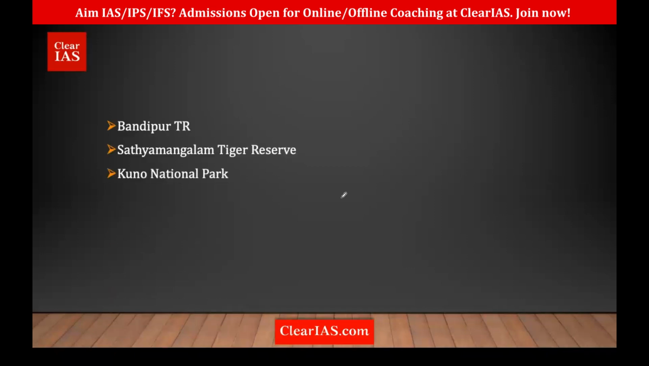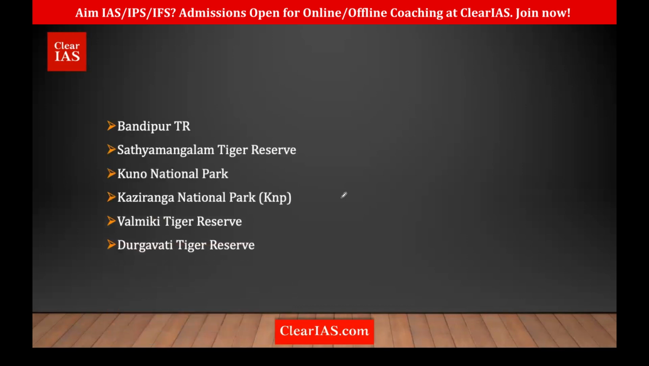Okay. So I just listed it out. We have Bandipur Tiger Reserve, Sathyamangalam Tiger Reserve, Kuno Palpur National Park, Kaziranga National Park, Valmiki Tiger Reserve, Durgavati, and Kangar Ghati National Park. Of this, the first two, Bandipur and Sathyamangalam, we have already seen. Now we'll see the rest. That is Kuno Palpur National Park, Kaziranga National Park. Kaziranga also we have already seen. The Valmiki, Durgavati, and Kangar Ghati. So we'll see four. Okay.